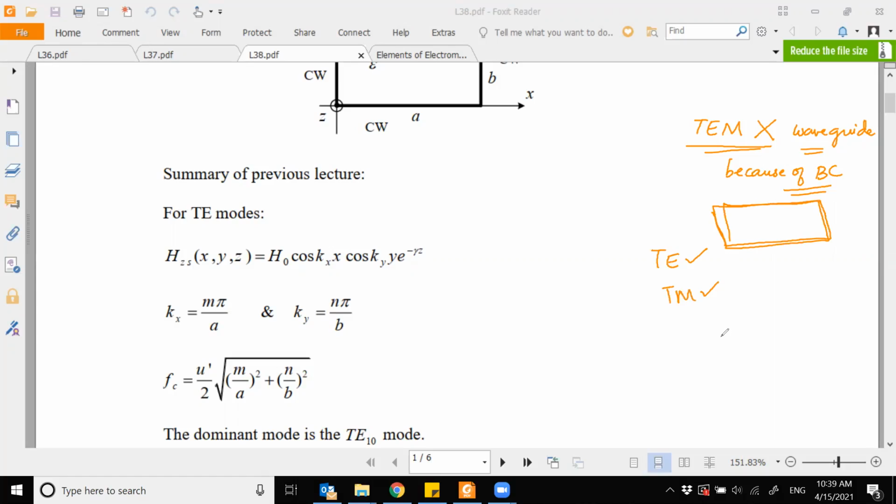TEM is in the unbounded medium, traveling in air or any dielectric. Yes, there the TEM wave exists. In fact, only the TEM wave exists. TE and TM cannot exist there.